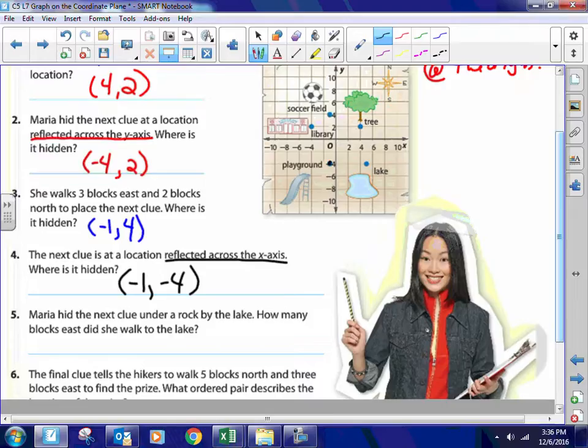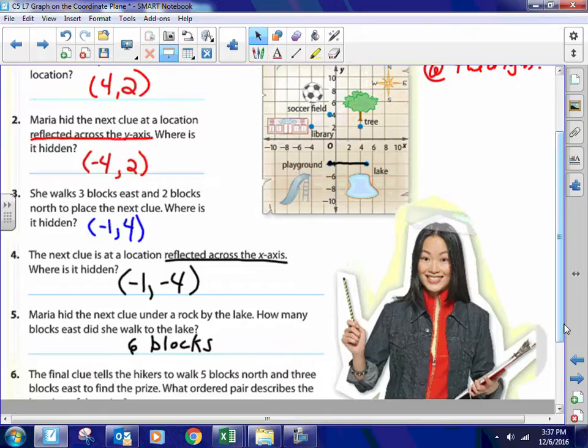Now, it said Myra hid the next clue under a rock by the lake. How many blocks east did she walk to the lake? Again, this is not starting at the origin, which annoys me to death because that's what you would normally do, start at the origin. But since this is a map, you don't necessarily have to start at the origin. So remember, each half a line is a block, so that's 1, 2, 3, 4, 5, 6 blocks. So she walked 6 blocks. I don't know if you really have to label it blocks, but we will.